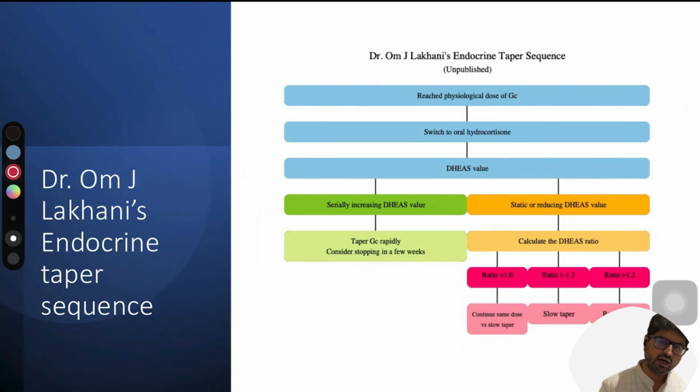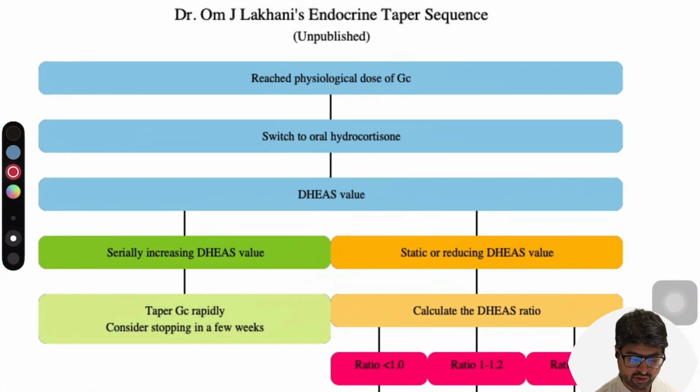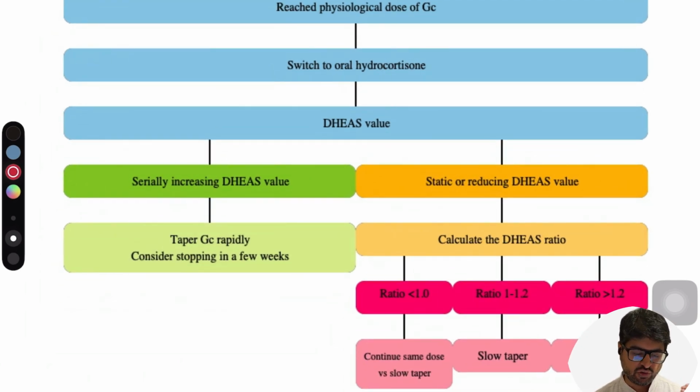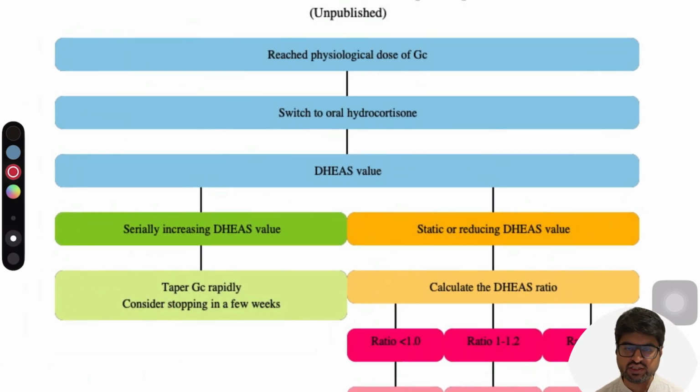Okay, so what I showed you earlier was the guideline as per the Endocrine Society for tapering, but we have our own sequence for tapering, and this is based on multiple research papers. Again, this is not published, so we have not published this as a paper. Dr. Shambhu would say, why don't we publish this in the API conference as an abstract? Absolutely, I would look forward to it. It's a great idea. So what is our taper sequence?